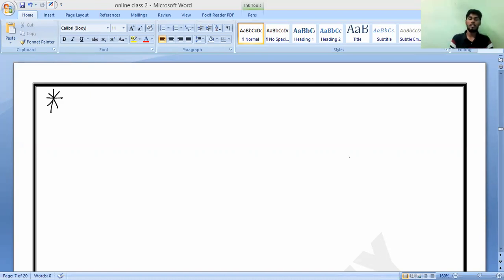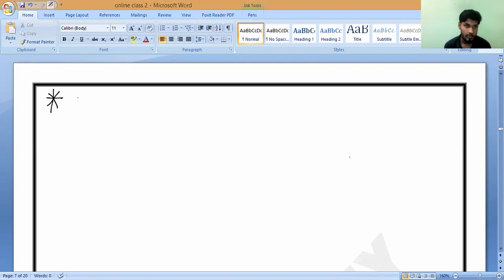Concave lenses are used in spectacles. Which spectacles? Spectacles that correct the defect of vision called myopia, short sight. Myopia. Uses of concave lens.